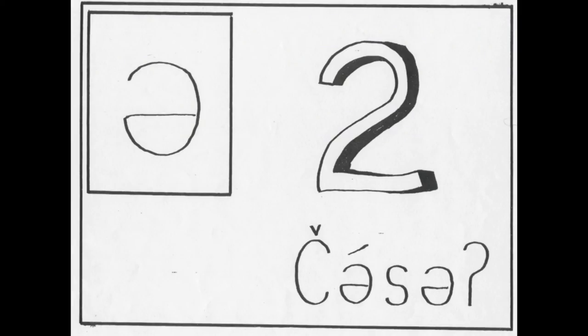The upside down E is called a schwa. It sounds like the vowels in the English word above. It's in the Klallam word for the number two.